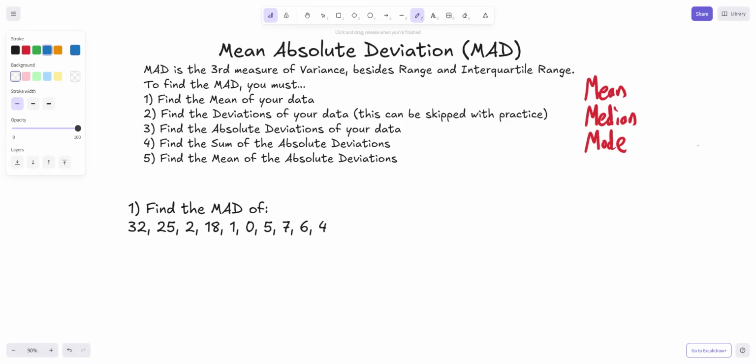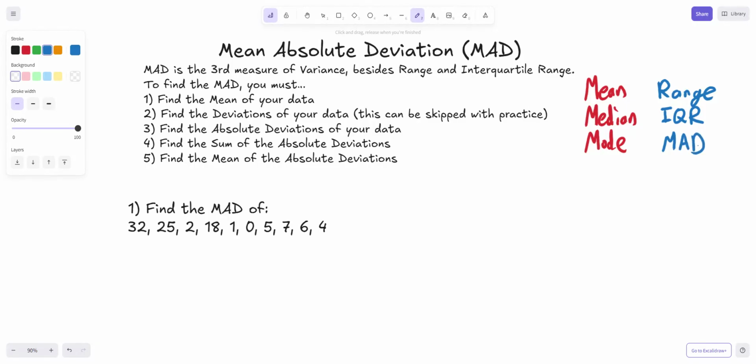In elementary school, you all learned the first measure of variance, which is the range. Earlier we talked about a better version of the range, the interquartile range. And now today we're going to talk about the last measure of variance, which is the mean absolute deviation.